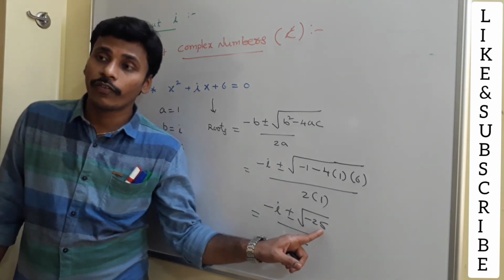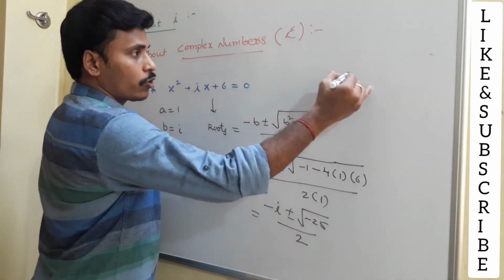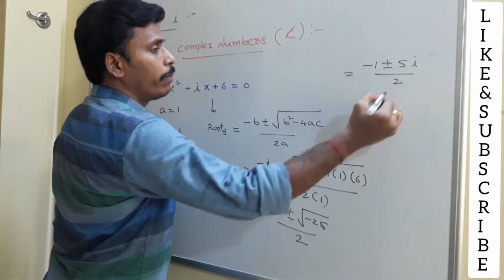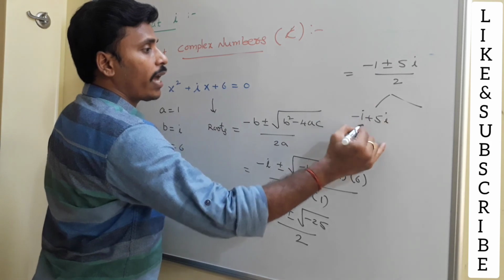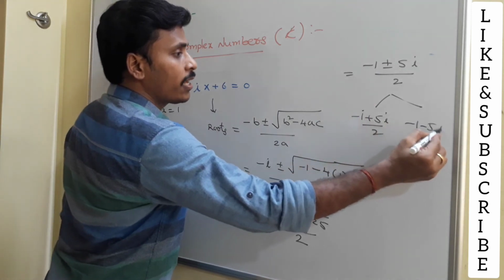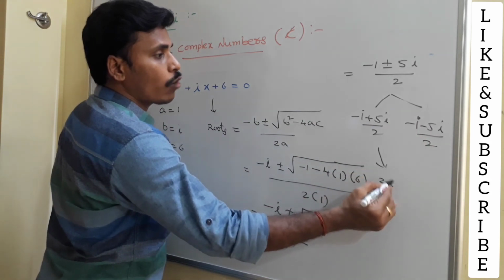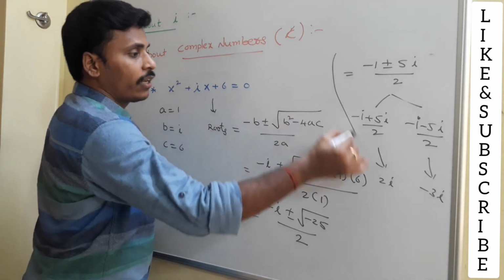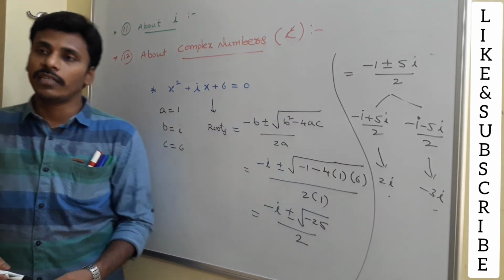And under the square root, what do we have? Minus 25. It can be written as 5i. So this is equal to minus i plus or minus 5i, divided by 2. You have two options: minus i plus 5i by 2, and minus i minus 5i by 2. If you simplify this, it is 2i, and if you simplify this, it is minus 3i. So at the end, your roots for the equation are 2i and minus 3i.